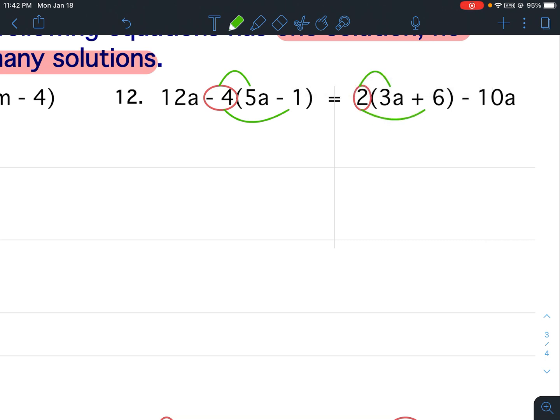All right, so bring down the 12a. -4 times 5a would be -20a. -4 times, that's a -1, would be +4. 2 times 3a would give me 6a. 2 times 6 would be 12. And bring down the -10a.